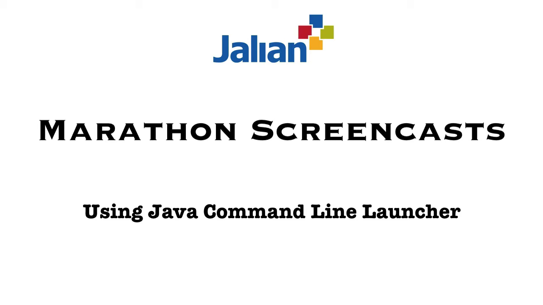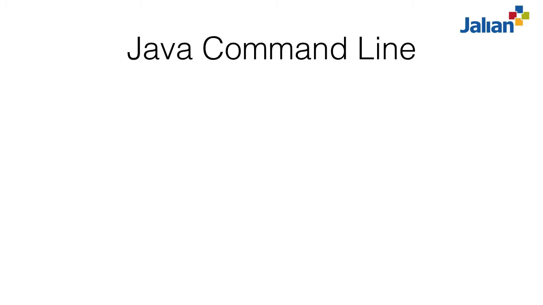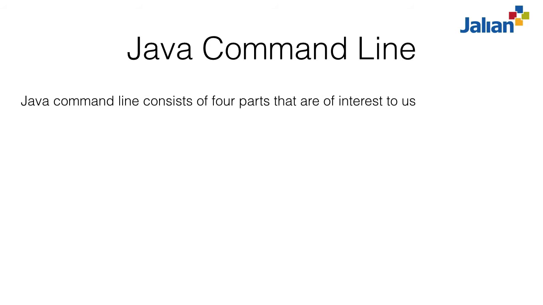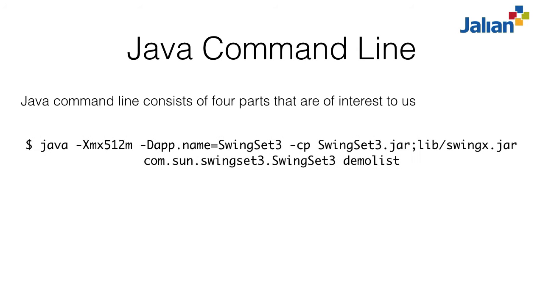Let us first have a look at the Java command line. There are four parts that need to be kept in mind when we talk about the Java command line. The first part are the VM arguments. These are directly sent to the Java command and they never reach the main application. These VM arguments are used by the Java virtual machine itself.